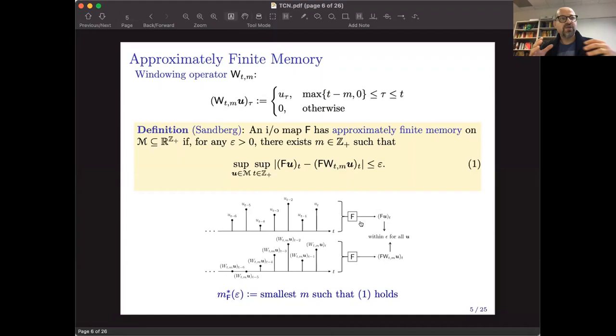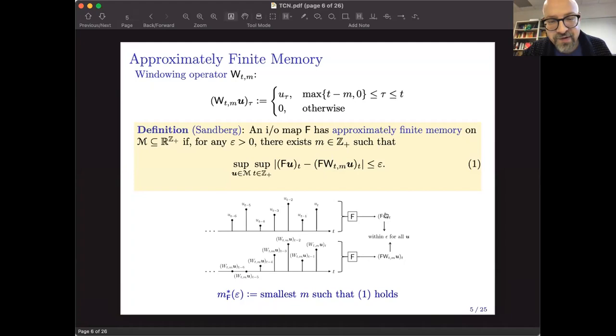I give you the original input, which is represented here on top. And I give you also an input that is obtained by windowing the original input. So basically just forget everything up to a window of length m. So you start at the most recent time, and once you hit this context length, you just zero the signal out. So you see on top, the input signal has non-zero entries everywhere. And on the bottom, you zero out everything outside the window of length m. And then you compare the outputs due to the original sequence and this windowed sequence.